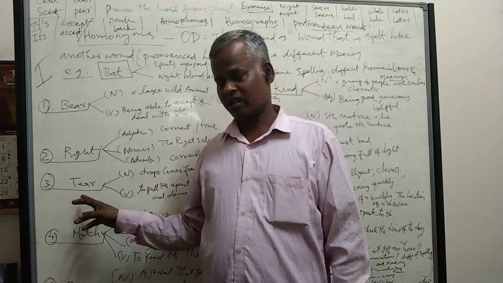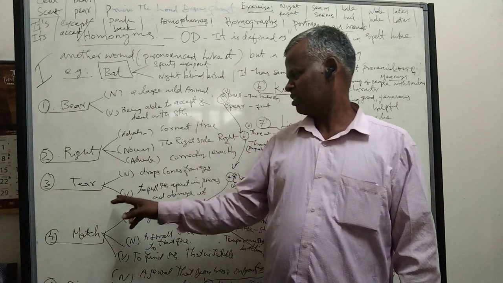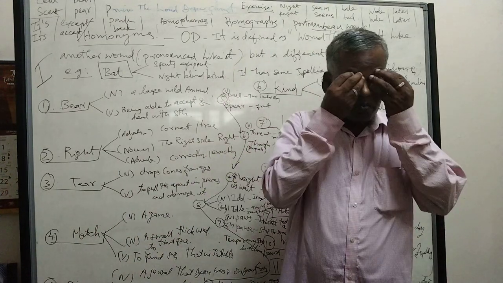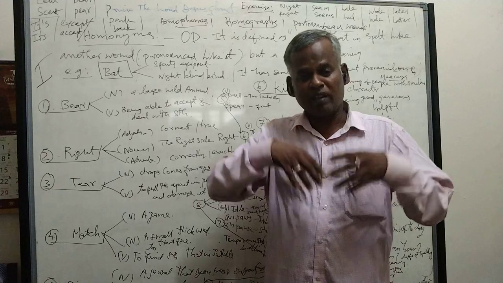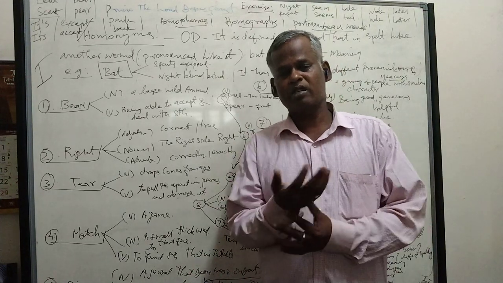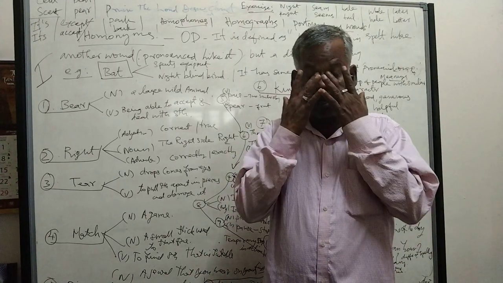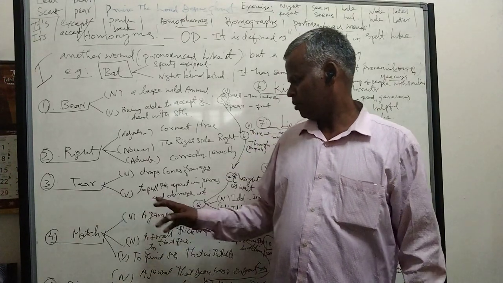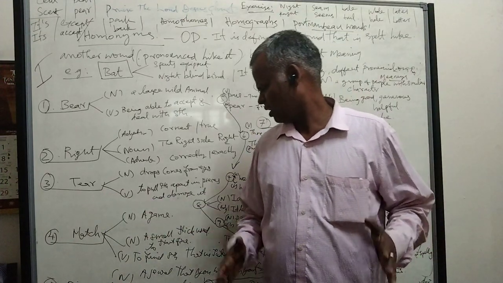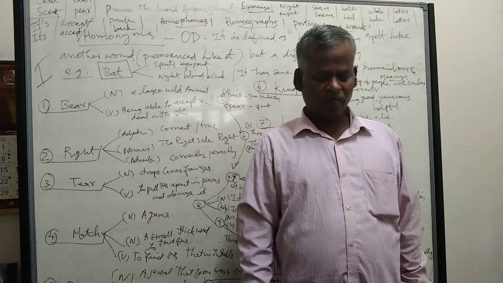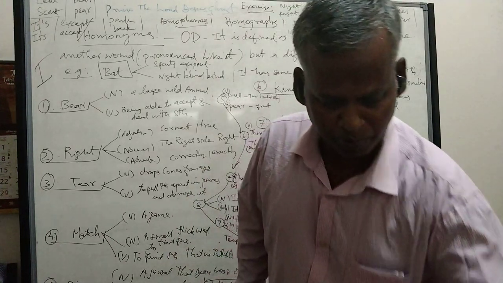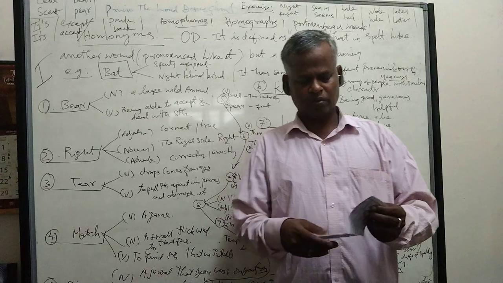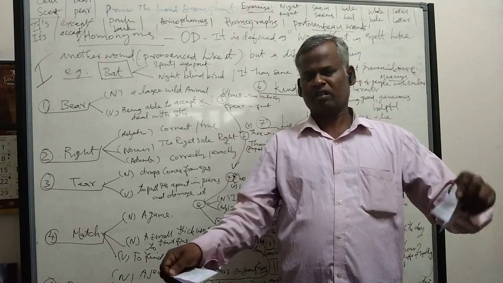Next thing is tear. Tear, as a noun, means a drop that comes from the eyes. When you are sad, if anybody beats you and scolds you, immediately tears come out. Tears. And as a verb it means to pull something apart in pieces. For example, suppose the paper is there. It is the act of tearing something. Tear.